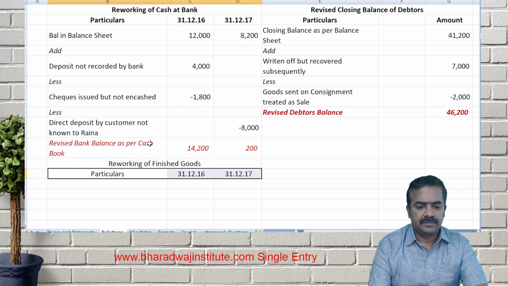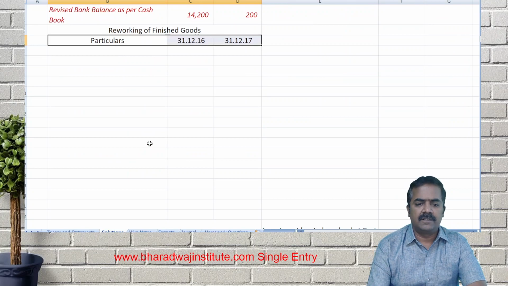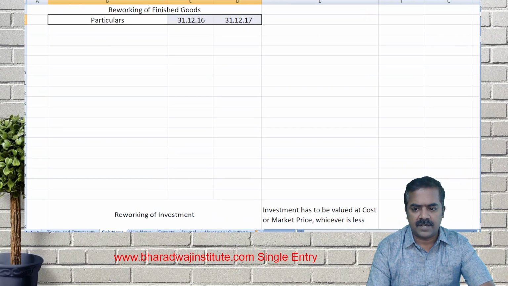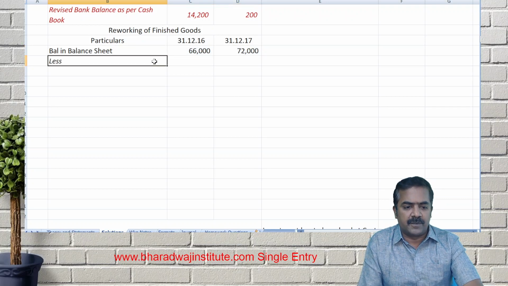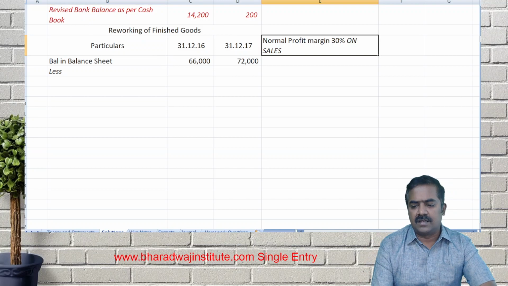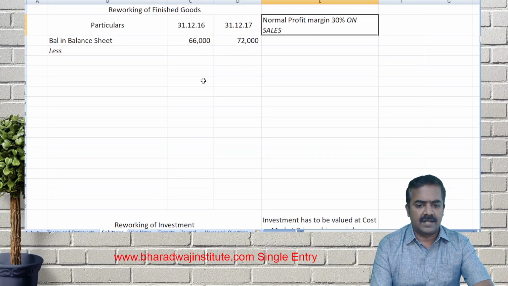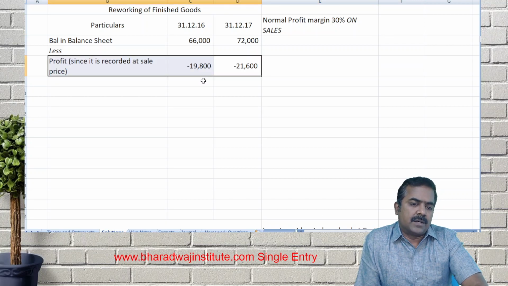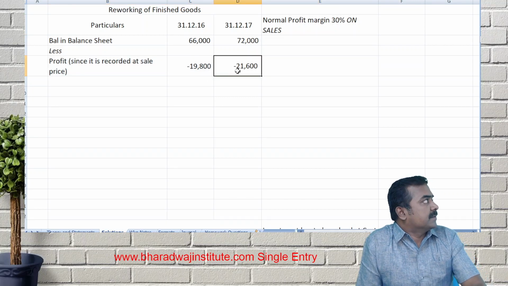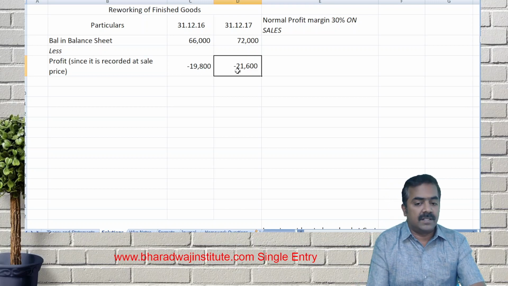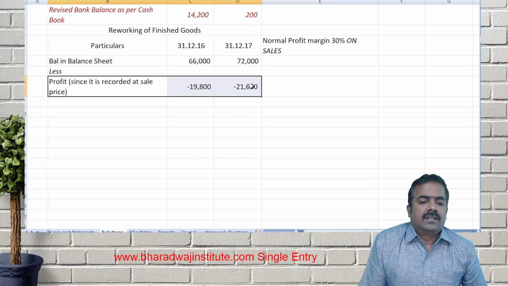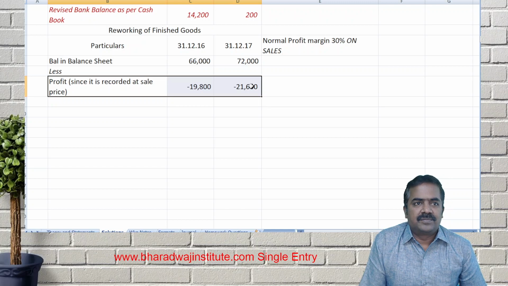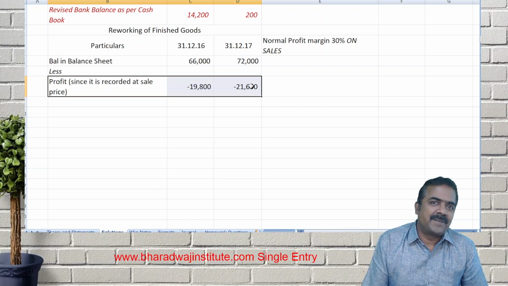What is the opening stock value given? 66,000, minus what is the profit margin? 30%. The profit margin is given as 30% on sales. So less 66,000 into 30%, and 72,000 into 30%. Profit margin is 30% on sales. So if we eliminate the profit, the cost will come. Then think.